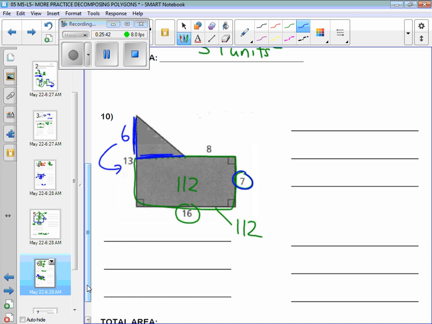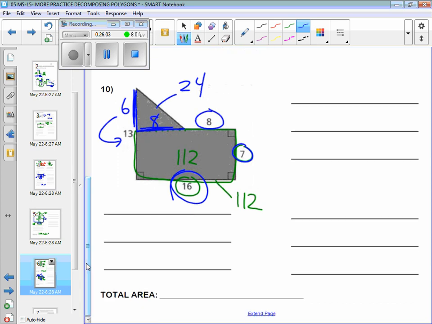And then 8 plus what will make 16? And makes that 8. And that's 8 times 6. But because it's a triangle, you've got to divide it by 2. That becomes 24. And then add 112 and 24 together, and you get 136 square units.